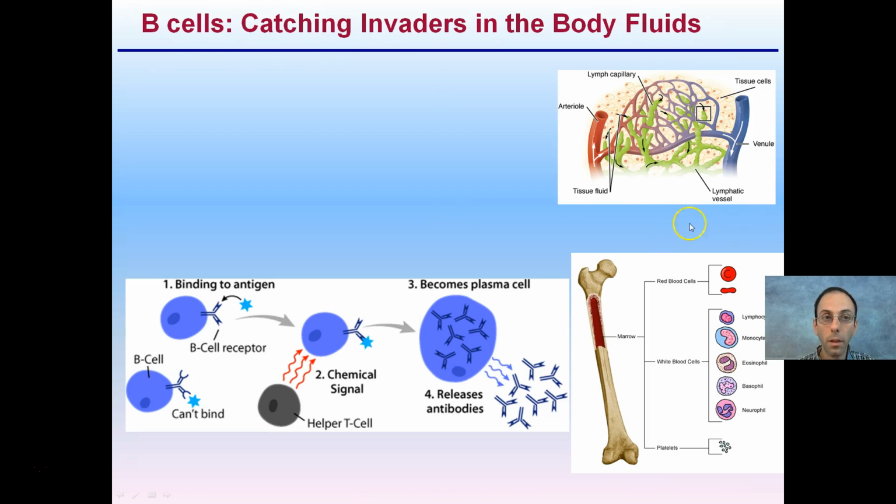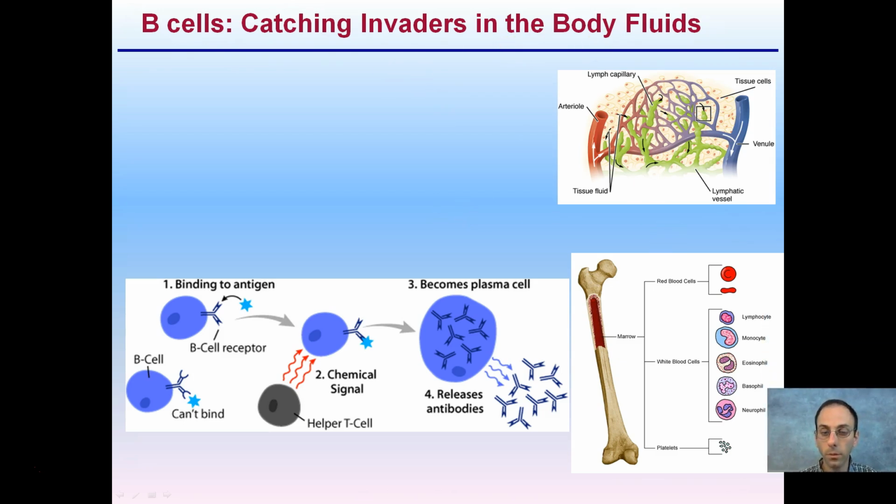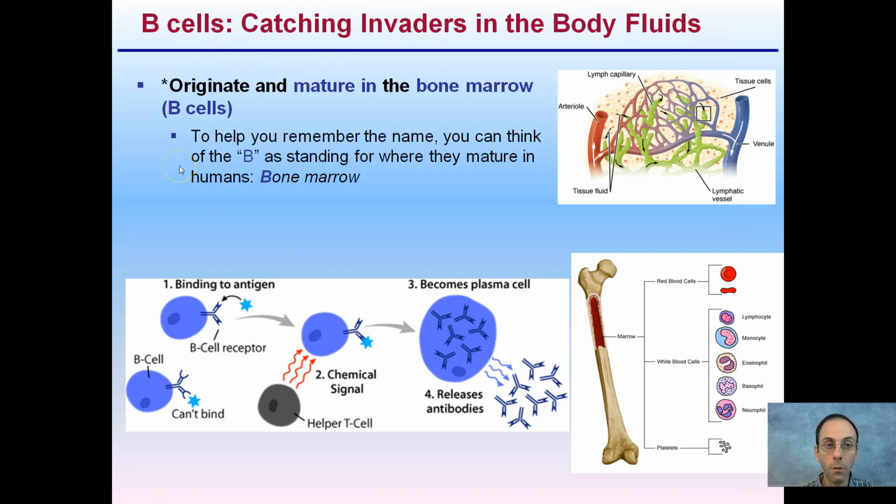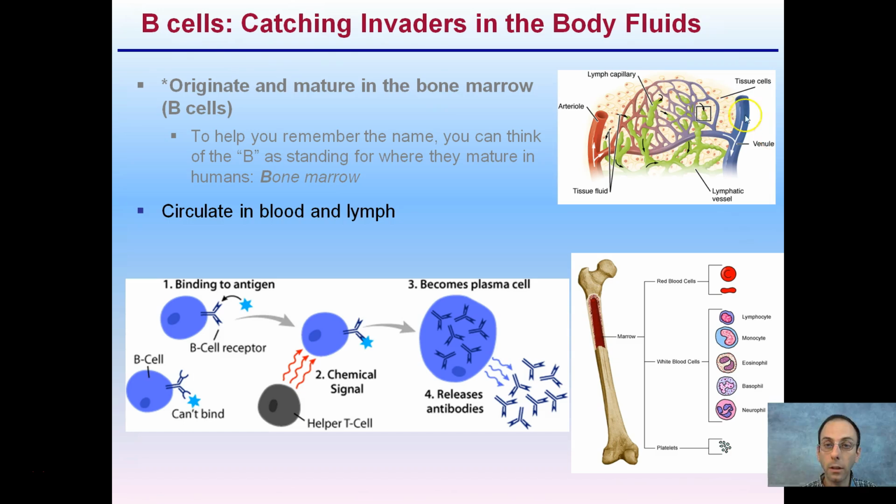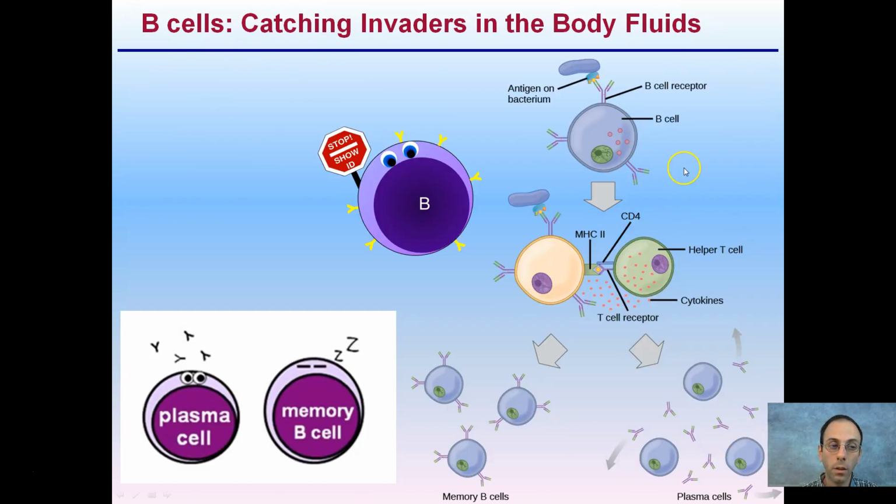B cells are catching invaders in body fluids. What they do is they originate in the bone marrow. To help you remember the name, you can think of B standing for where they mature, in bone marrow. Remember, our bone marrow is producing our red and white blood cells, and also our platelets, interacting with that lymphatic system. So those B cells originate and they mature in that bone marrow. So again, B cells, you can think of bone marrow. They circulate in the blood and the lymph, and they are responsible for catching invaders in the body.